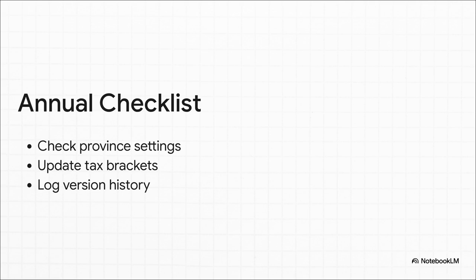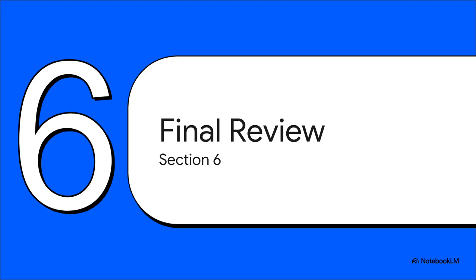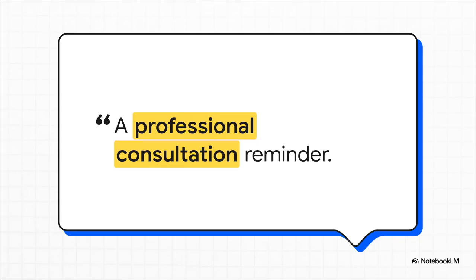And finally, always log your version history. Whenever you make these annual updates, just log it. That way you have a clear track record of when the data was last refreshed and exactly what changes you made. And finally, Section 6, Final Review and Next Steps. So, we've covered a ton of ground today. We've looked at how to set your assumptions, optimize your government benefits, strategically withdraw from your TFSA and RRIF, and keep the tool updated over time.